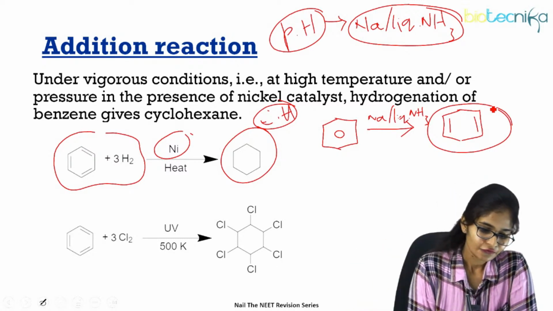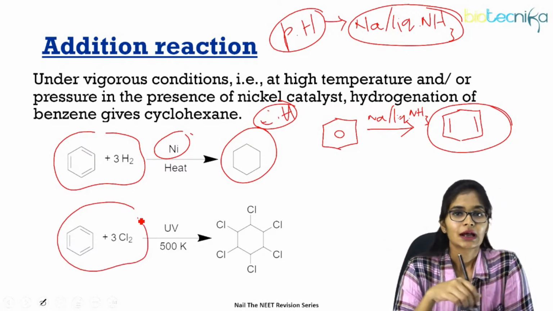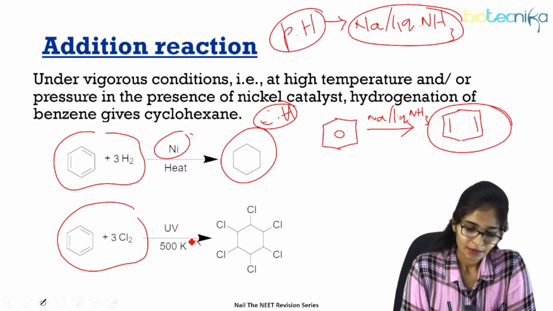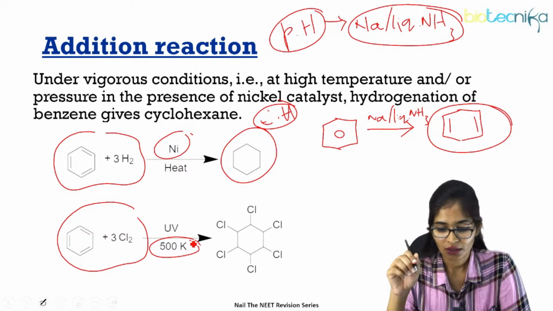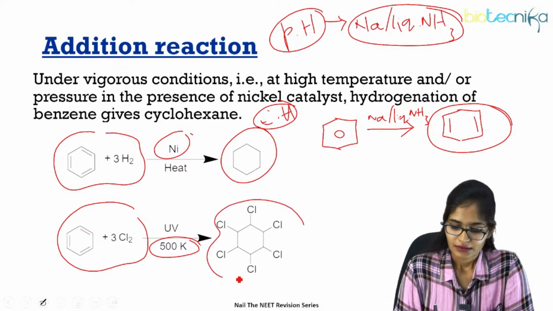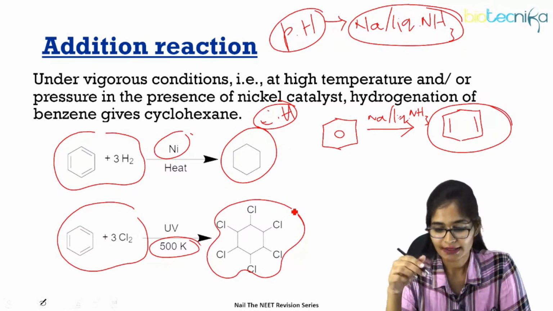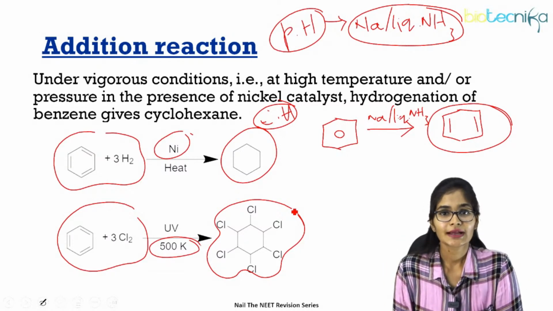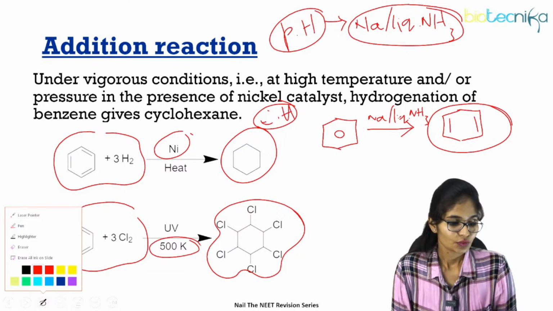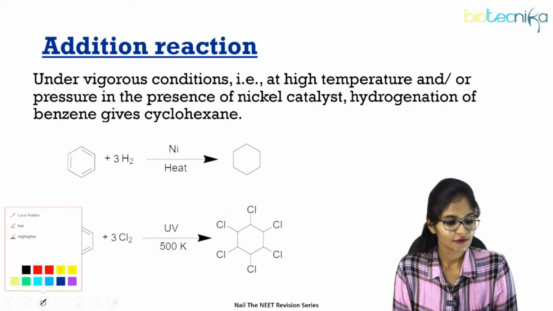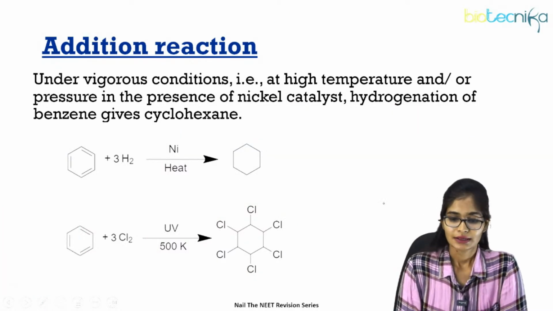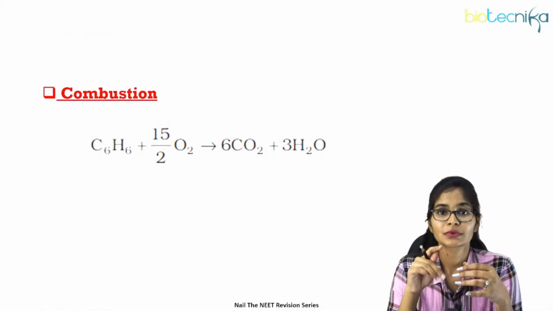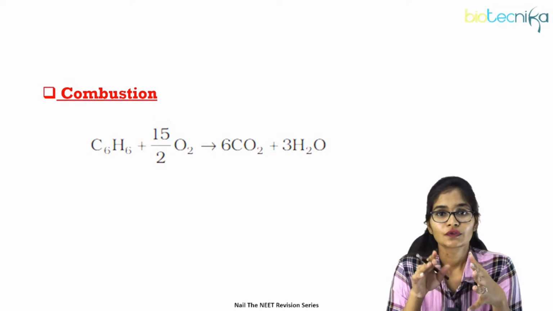Apart from that, if you treat benzene with high excess of chlorine under UV light, and you are maintaining 500 Kelvin temperature, you are getting BHC, that is cyclohexane with 6 chlorine atoms substituted. So overall, this is the addition reaction with respect to benzene. If you maintain vigorous conditions, then definitely it can undergo addition reaction. Normally it does not undergo addition reaction, but you have to maintain any one of the conditions.